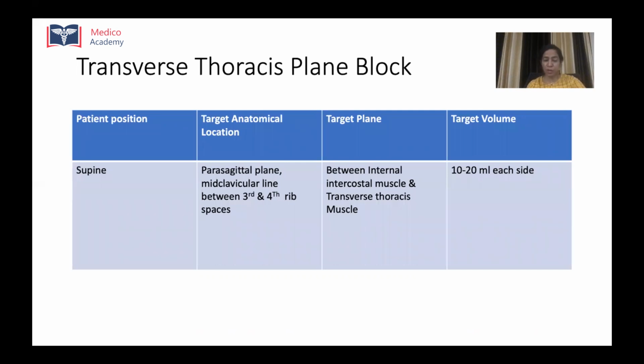The long axis of the probe is placed parasagittally in the mid-clavicular line between the third and the fourth rib spaces. And we target a plane in between the internal intercostal muscle and the transversus thoracis muscle. 10 to 20 ml on each side should be given to target the anterior cutaneous nerves.